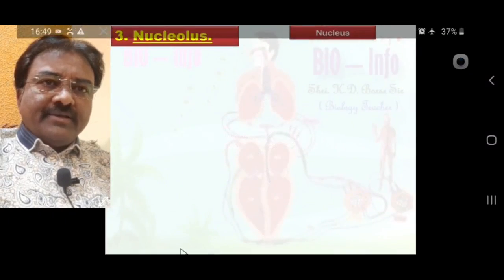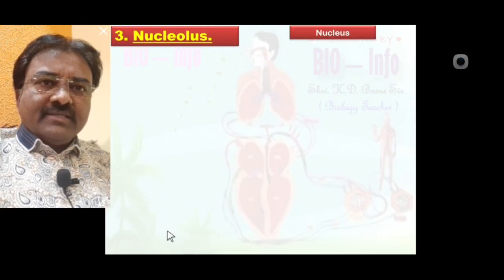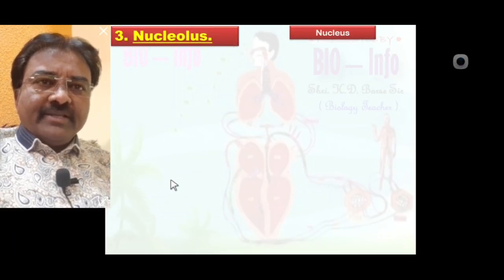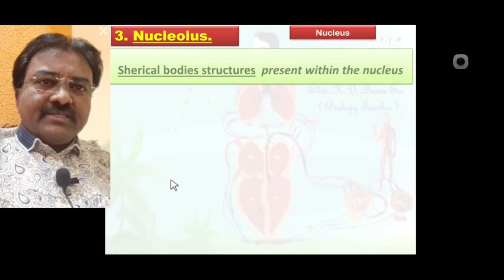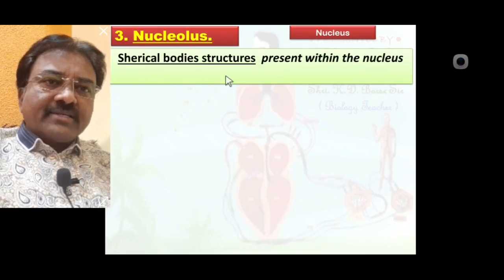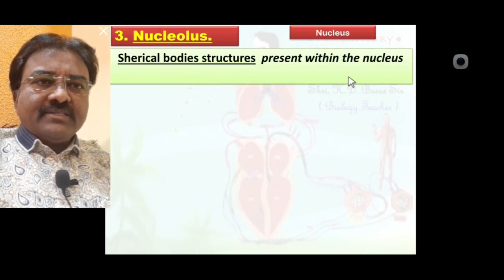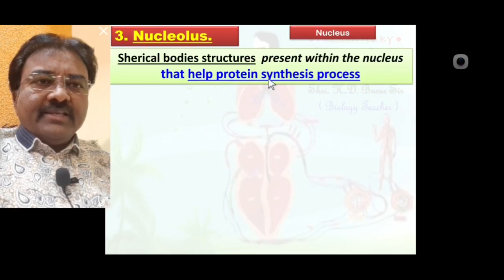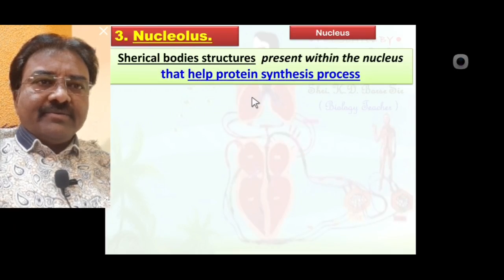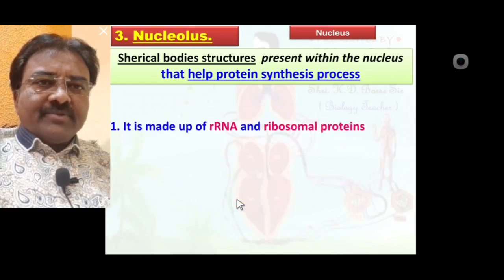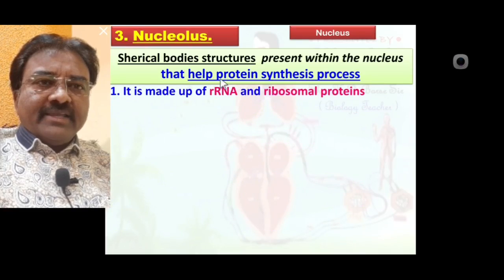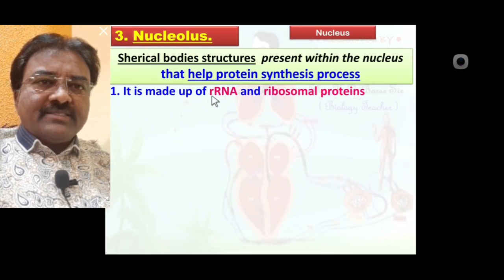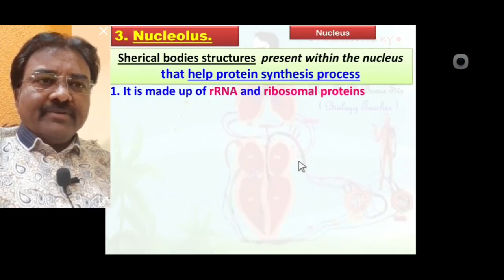Now we learn about the nucleolus, one of the parts of the nucleus. What is the nucleolus? A spherical-bodied structure present within the nucleus that helps the protein synthesis process. Such a spherical-bodied structure is called the nucleolus. First point, it is made up of rRNA and ribosomal protein. Which material is made by the nucleolus? rRNA and ribosomal protein are made by the nucleolus.